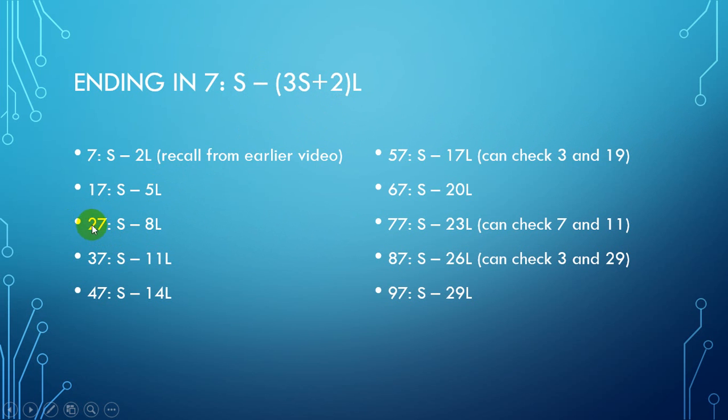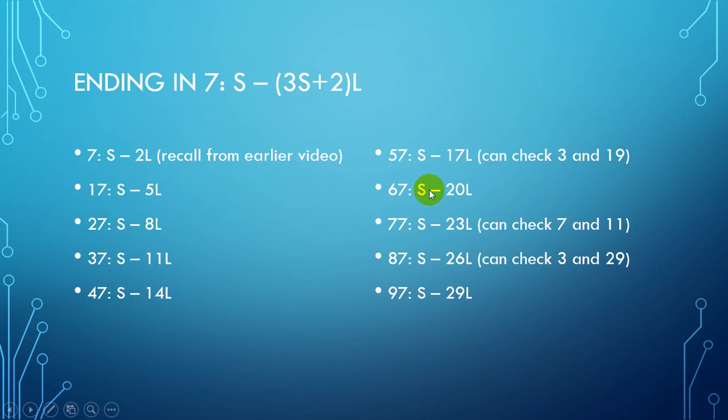So anyway, 27, the stem is 2, so 3 times 2 is 6 plus 2 is 8, but that's being subtracted. So you subtract 8 times the ones digit from the rest of the number, whatever number you're testing divisibility by 27 for. And then 37, 47, 57, you can do this, or it might actually be easier to do 3 and 19. And I'll show you the 9s here in just a second.